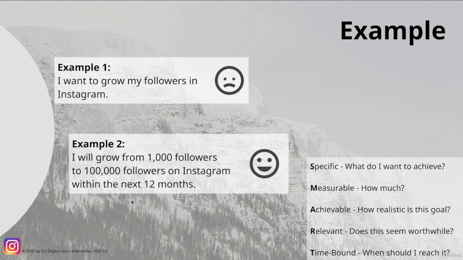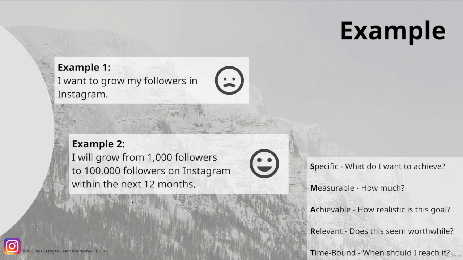Therefore, a much better example is the next one. I will grow from 1,000 followers to 100,000 followers on Instagram within the next 12 months. Let's again ask the question. Is it specific? Definitely, it's very, very specific. Is it measurable? How much? Sure, it's also very measurable because you would like to grow from 1,000 to 100,000 followers on Instagram. Is it achievable? How realistic is this goal? That's definitely a very, very realistic goal. Of course, you need to take the actions for it, but it's definitely realistic.